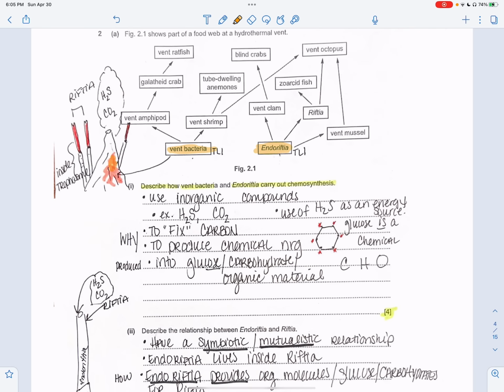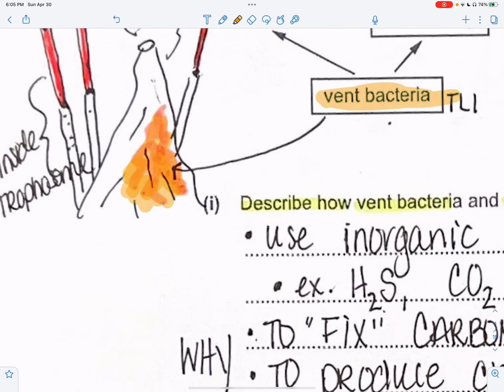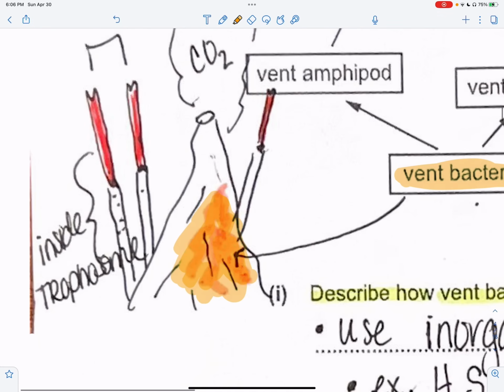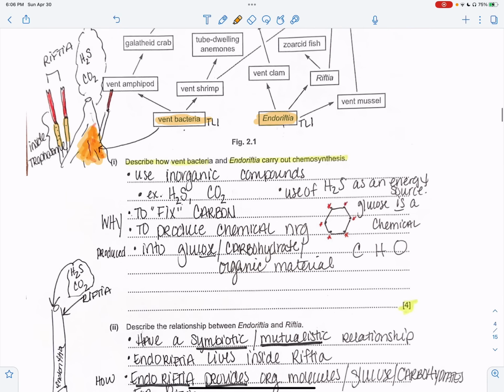Vent bacteria can form large mats, like you see here, drawn on this hydrothermal vent. Or you have the chemosynthetic endoriftia. Endo means inside, and it lives inside of this riftia tube worm. Similar to corals, and so xanthelle lives inside of the coral and does photosynthesis. This is endoriftia, lives inside of riftia. And again, endo means inside.